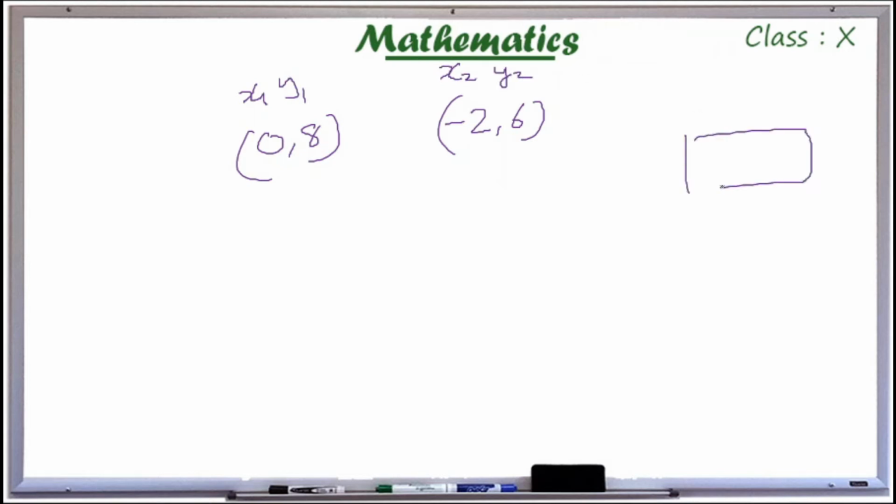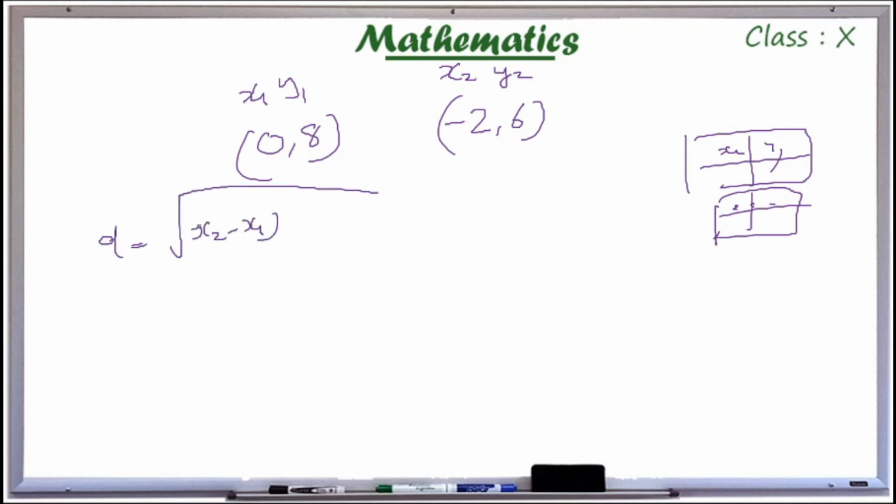Suppose I am going to find the distance between 0, 8 and minus 2, 6, as x1 y1 and x2 y2. First in this table you have to represent x1 y1 and x2 y2. Then you have to write the distance formula: root of x2 minus x1 all square plus y2 minus y1 all square.